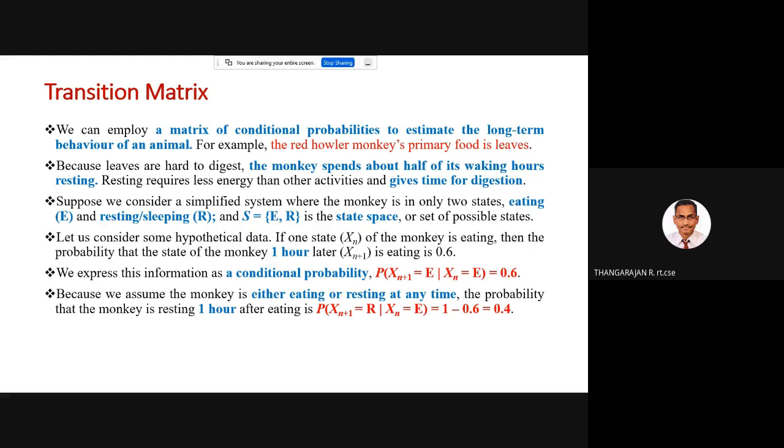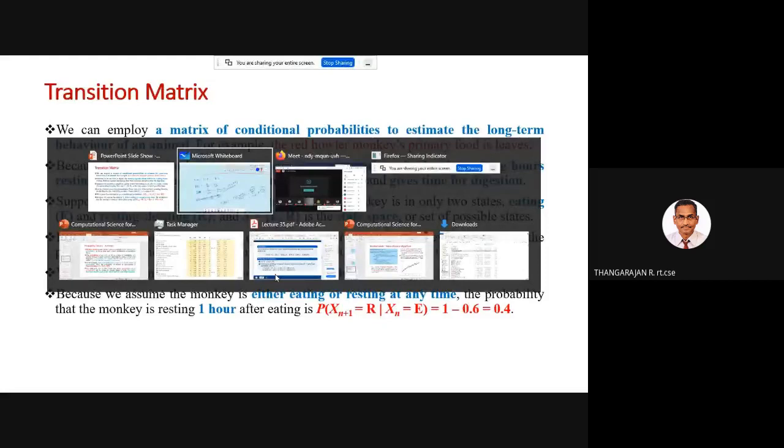Now what I will do is, before I come to this part, I will take another part. That other part is this one.